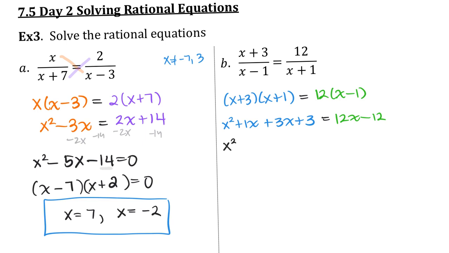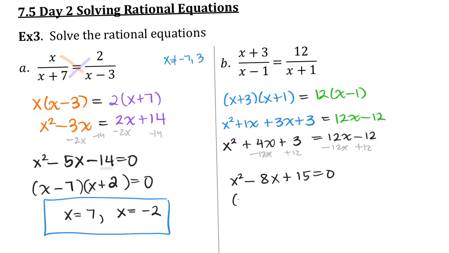So what do I have? Let's simplify it first. Plus 4x plus 3 equals 12x minus 12. And I can move the 12x over, and then I might as well cancel the 12. So x squared minus 8x plus 15 equals 0. Okay, if I want to get 15, it's probably 5 and 3. Has to add up to minus 8, so minus. Okay, so I got 5 and 3.